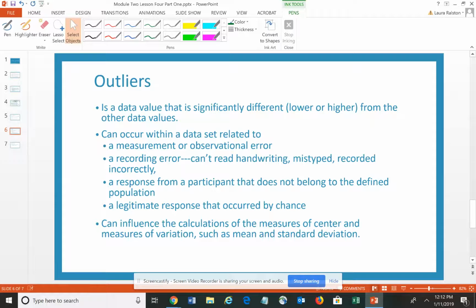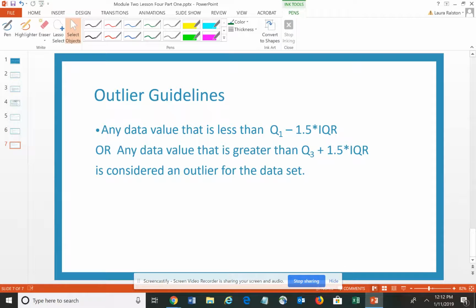Now, basically, to make the decision whether or not you have any outliers, we use a formula. And here's the guidelines or the formula for making that determination. Any data value that is less than Q1 minus 1.5 times IQR, or any data value that is greater than Q3 plus 1.5 times IQR is considered an outlier for the data set. And let me see if I can show you a picture so you get a sense of what this means.